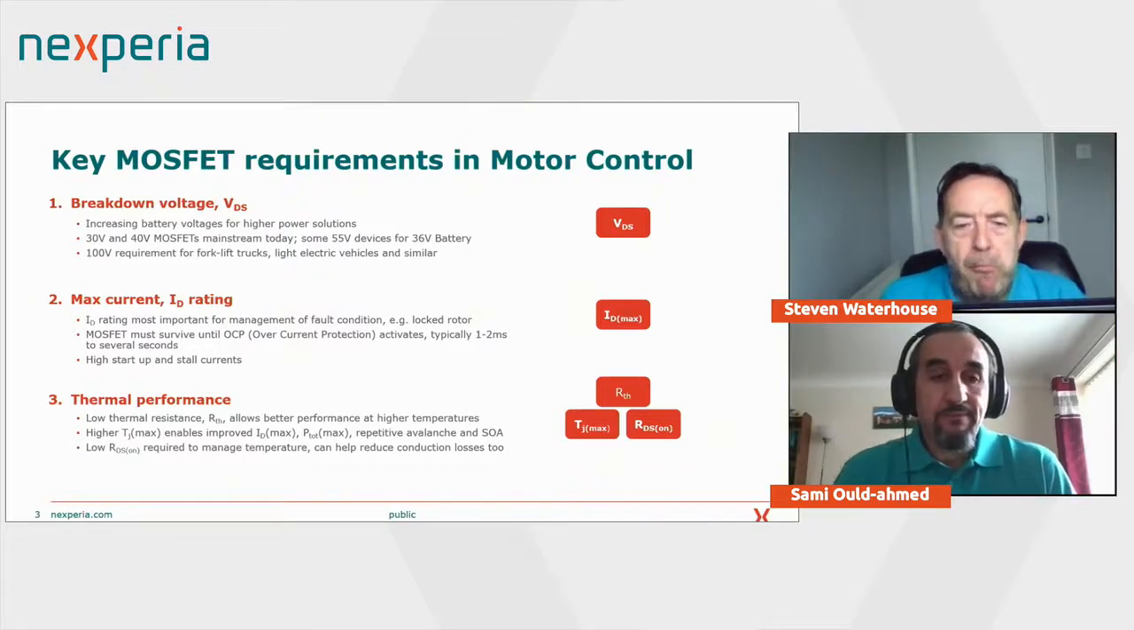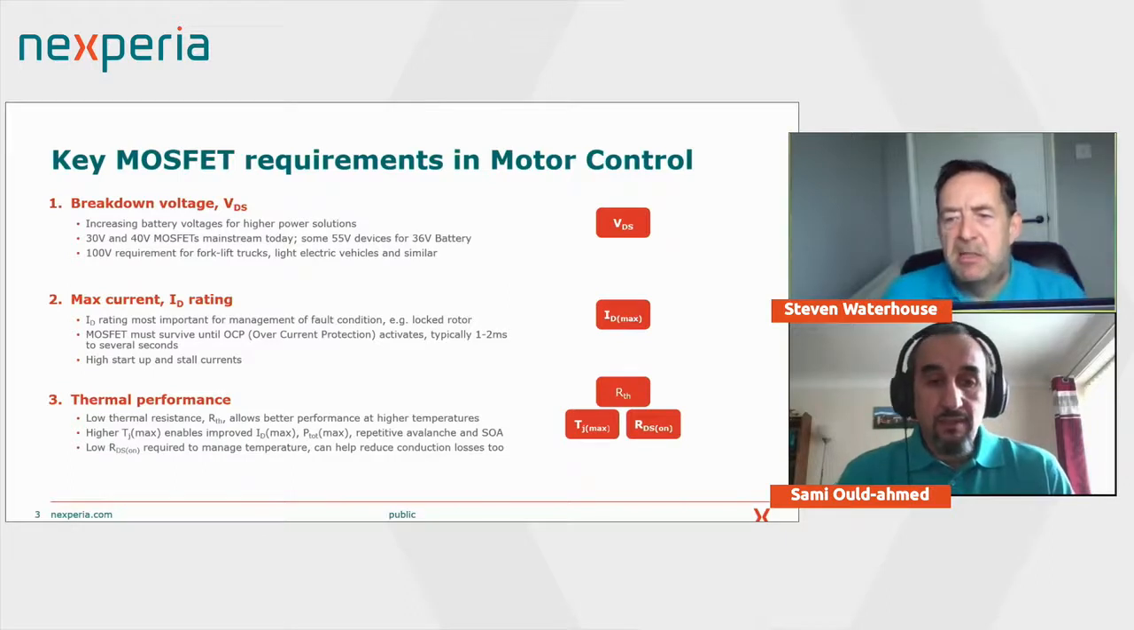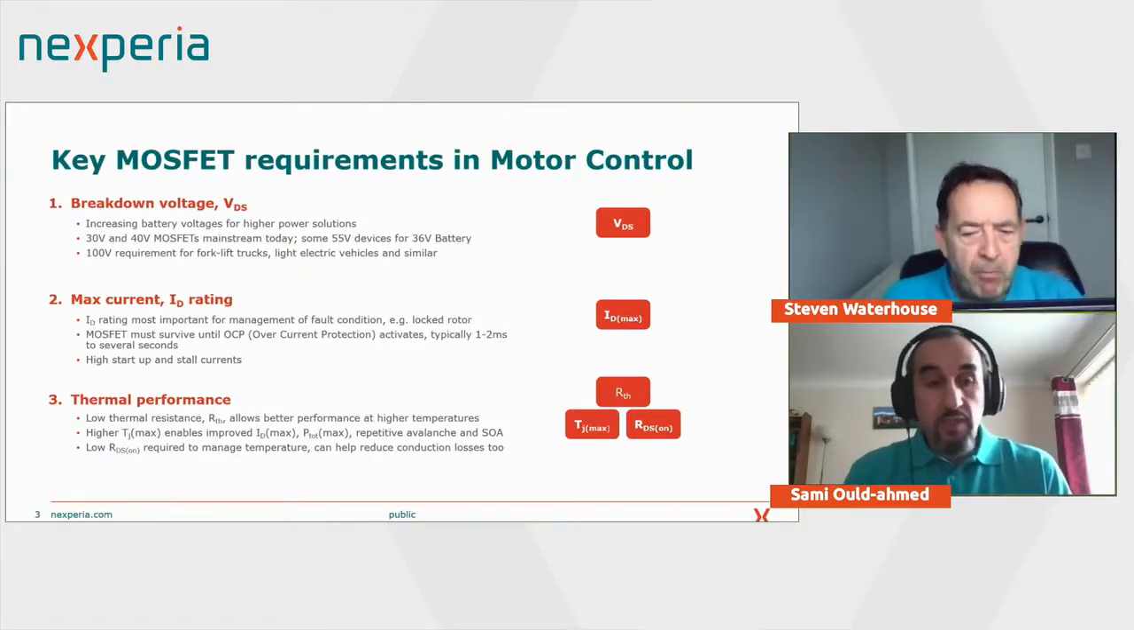Next question. Why is SOA required for battery management? You want me to answer that one, Sammy? Either way, but yeah, go ahead.